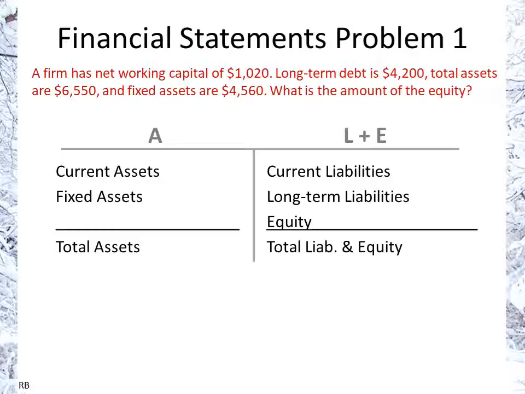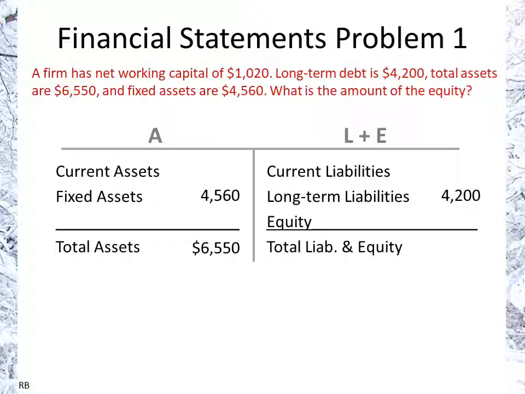Now, we're not going to use net working capital initially because that is not directly in the balance sheet. Net working capital, if you recall, is current assets minus current liabilities. We don't have either of these two values yet, so we'll figure that out. Start off with long-term debt being $4,200, total assets $6,550, and then fixed assets $4,560.